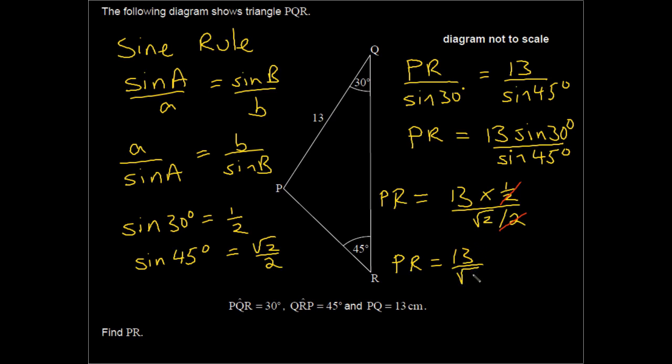13 over the square root of 2, and then what I do with that is I multiply the top and bottom by the square root of 2, and that is going to give me 13 square root 2 over 2.